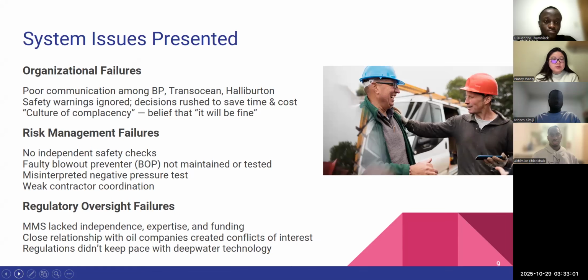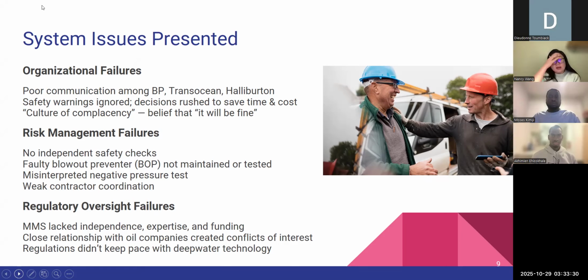As for the system issues presented in this case, we found three failures. The first one is the organizational failures, as what we have talked about before in the bias section. The poor communication among the different companies and the bossy management vibe that the company was providing. Combined, they provided a culture where the engineers won't speak up and they will believe that it will be fine. They are just being overconfident.